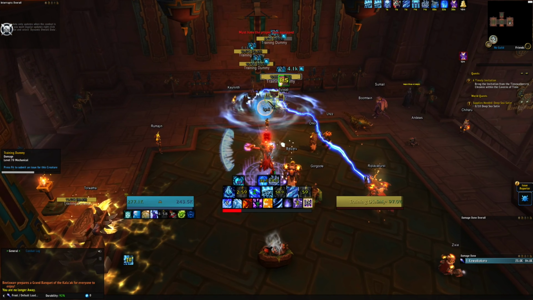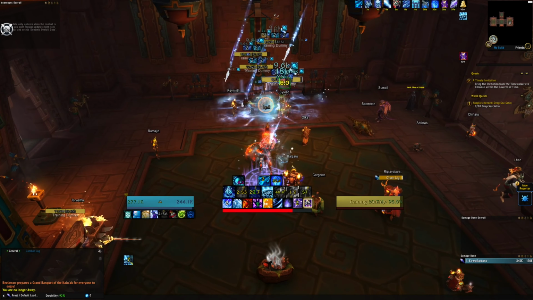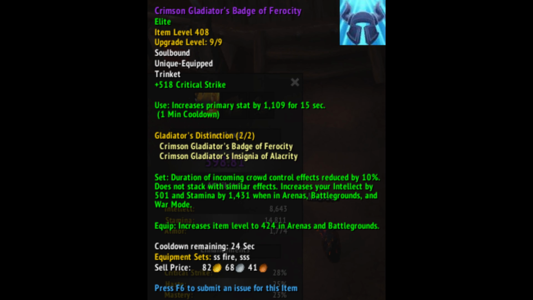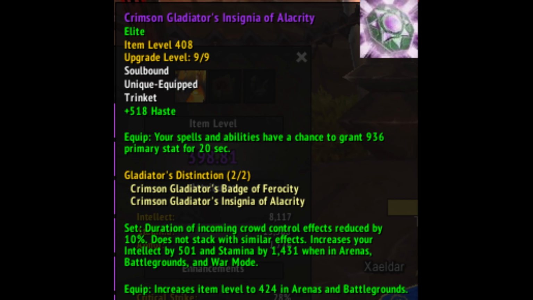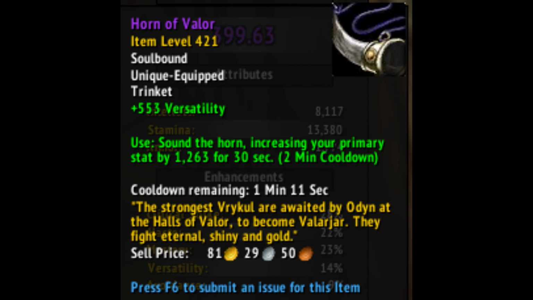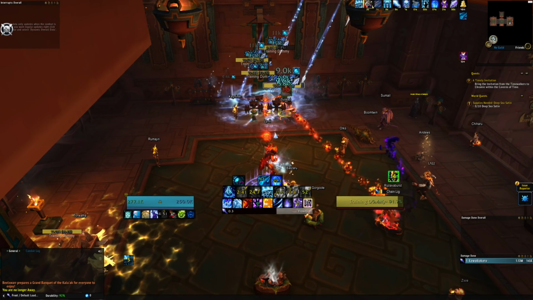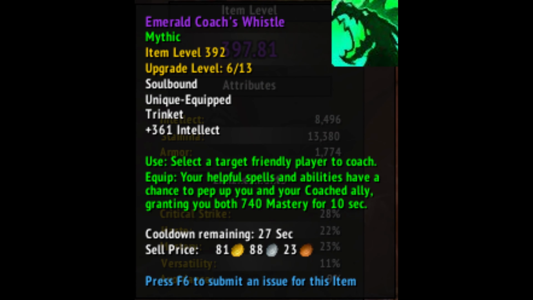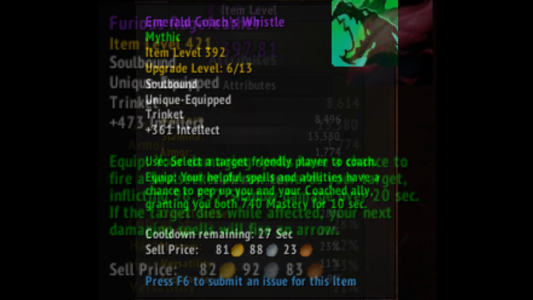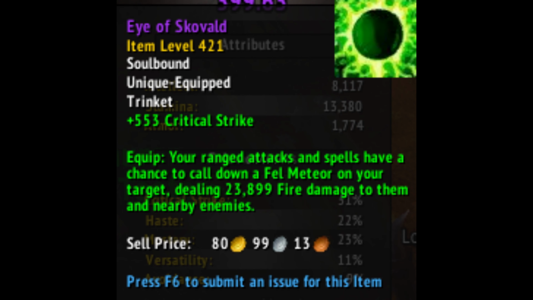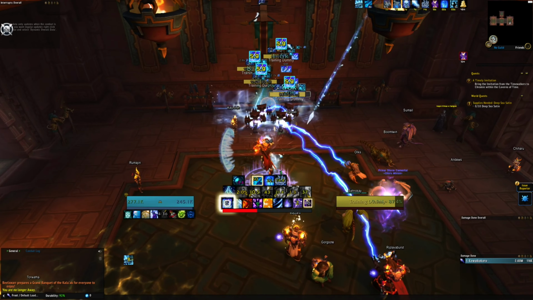Trinket choices for the Frost Mage are interesting but sadly generally straightforward. You're probably going to look for the PvP badge, which gives around 500 crit, and then afterwards you want the PvP insignia for 500 haste. Other options include the Horn of Valor for additional Versatility, but Versatility is not as good in scaling. For your secondary stat trinkets, you're probably looking at either your Emerald Coach's Whistle for additional mastery procs, Rage Feather for additional single target, or Eye of Skovald for additional AoE damage. The Eye of Skovald is also crit, so if you need more crit from your secondary stat trinkets, then this would be recommended.